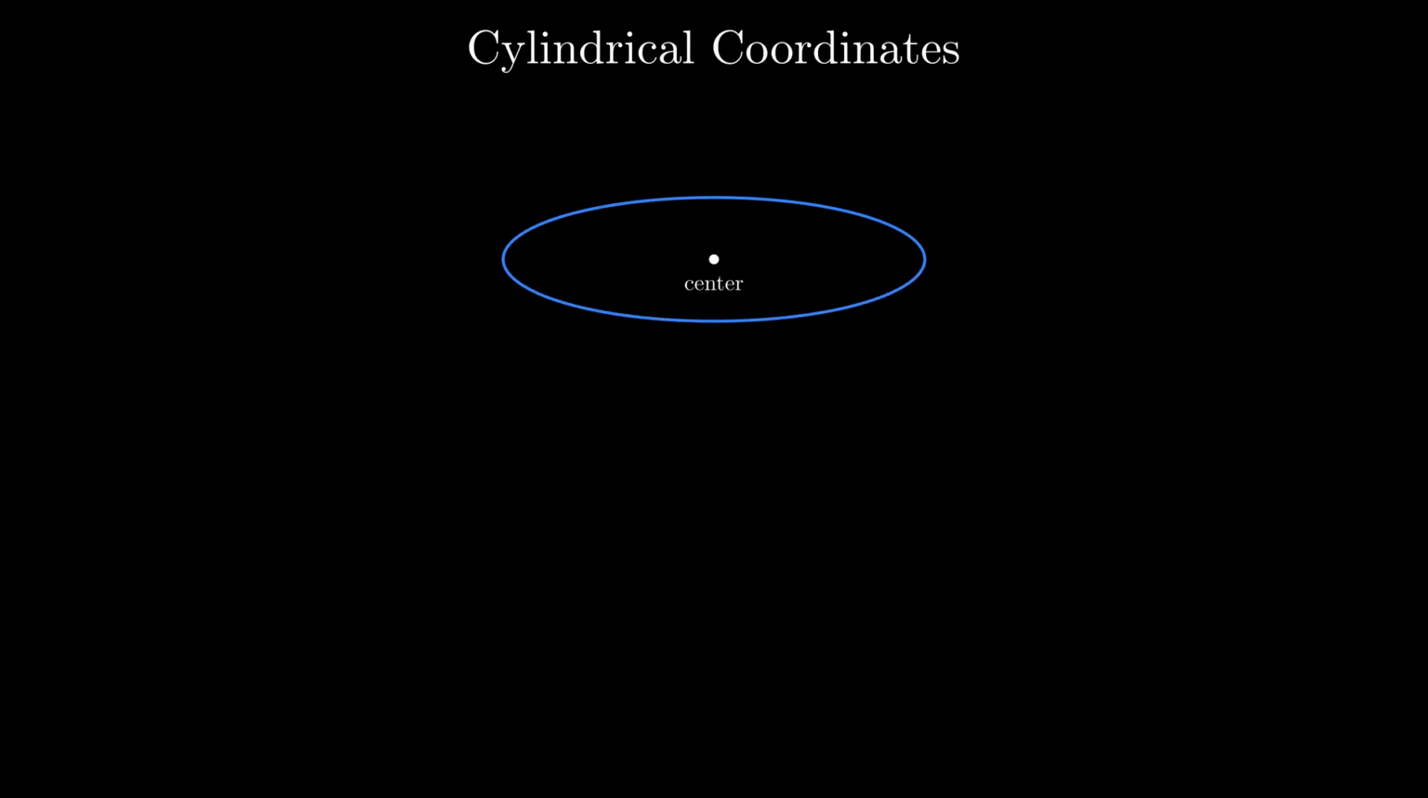Cylindrical coordinates shine when an object moves in a circle about a central point. Place a vertical axis through that point, perpendicular to the plane of motion. Any rotation about this axis leaves the circles unchanged, so the description simplifies.